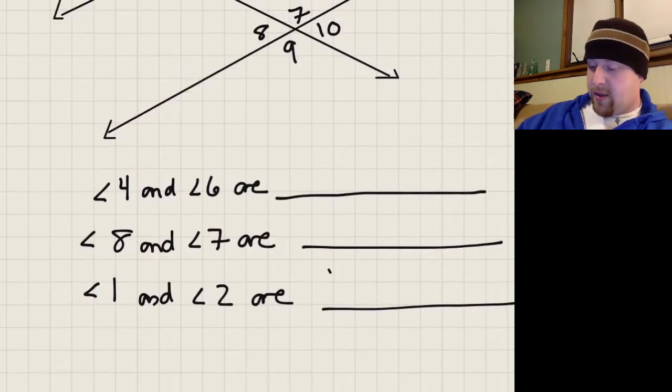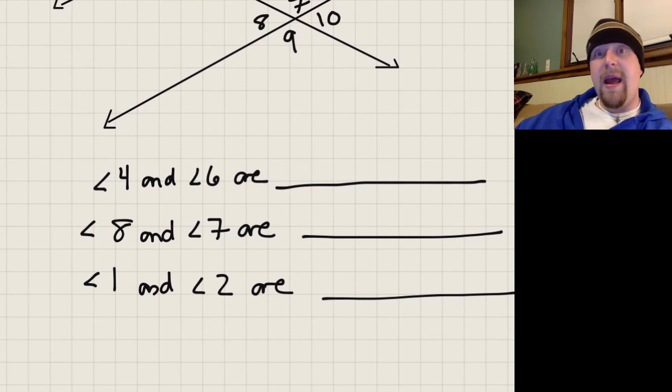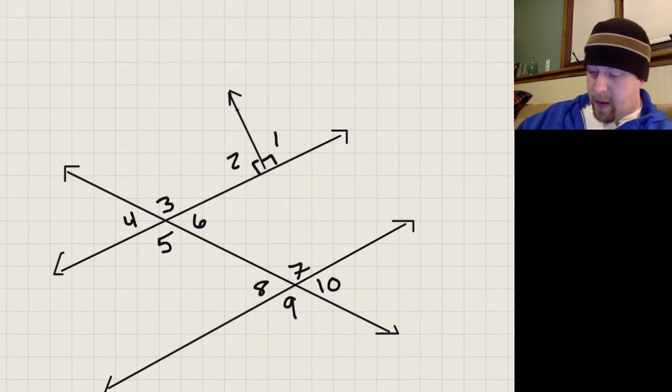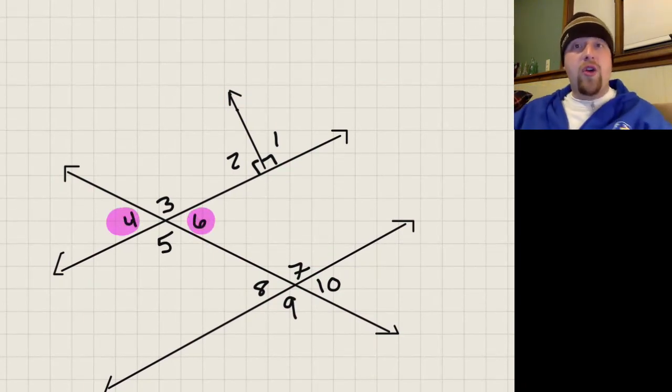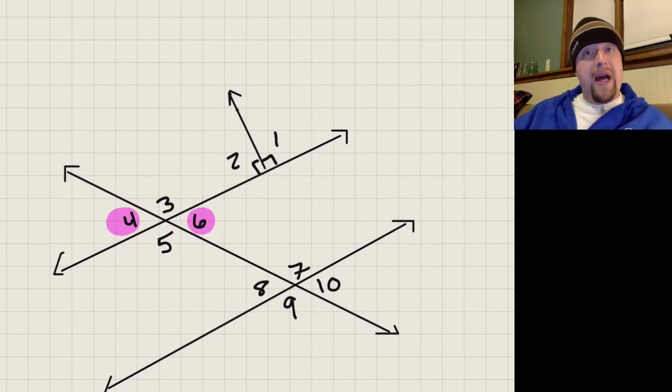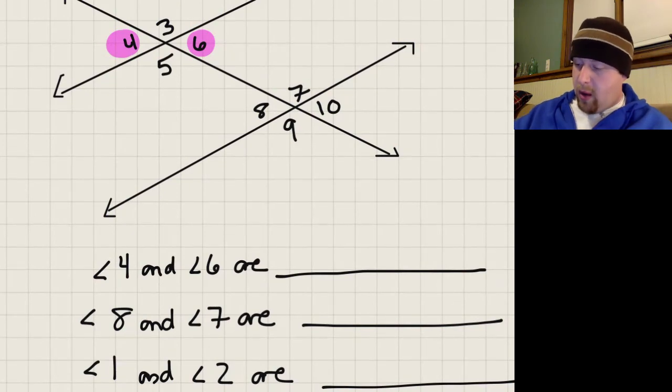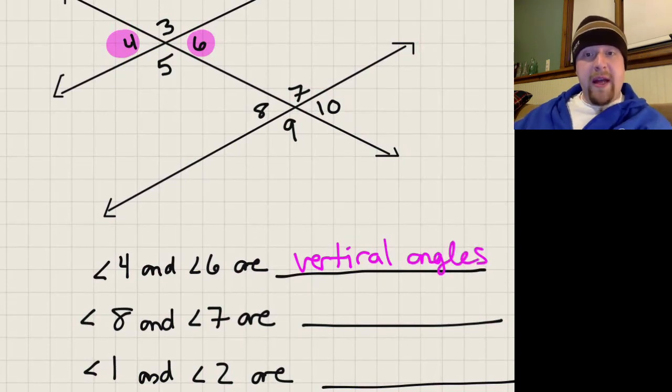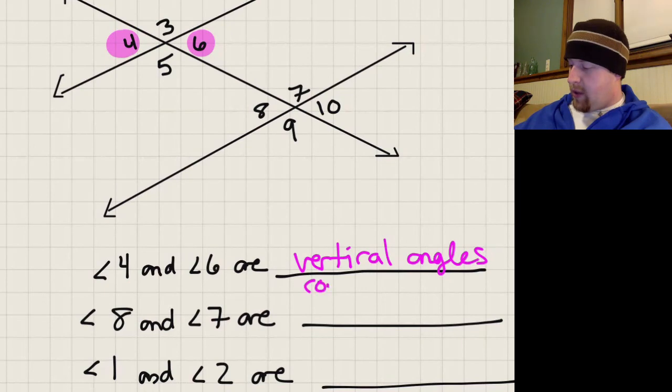You should have paused the video. You should have tried to answer some of these questions: angle 4 and angle 6, angle 8 and angle 7, angle 1 and angle 2. Try to identify as many things about these angles as you could. So let's look at 4 and 6. This angle right here and this angle right here. Well, first of all, they're across from each other where 2 lines intersect. So angle 4 and 6 are what we call vertical angles. And all vertical angles are also congruent angles.